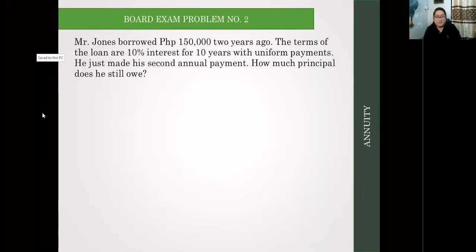Next, Mr. Jones borrowed 150,000 2 years ago. So the terms of the loans are 10% interest for 10 years with uniform payments. Then he just made the second annual payment. How much principal does he still owe? Okay.